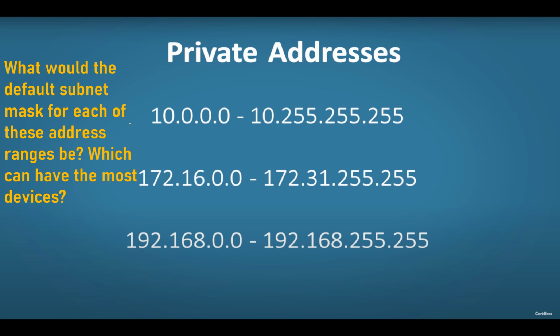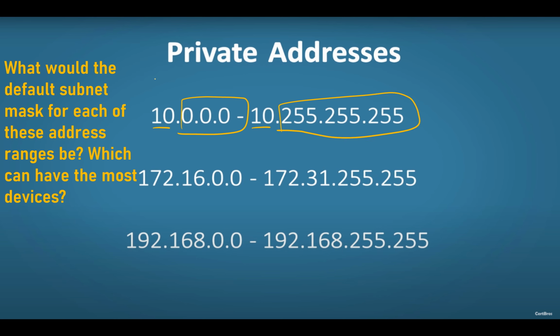Now this one's a bit tricky. They wouldn't actually ask this in the exam, although let's see if we can do it anyway. What would be the default subnet mask for each of those address ranges, and therefore which can have the most devices? Basically, we want to think about which part of the IP stays the same and which part changes. If we look at the first one, this 10 is staying the same, but these zeros are changing into 255s.